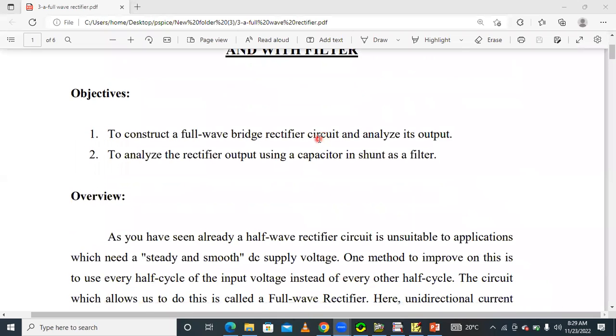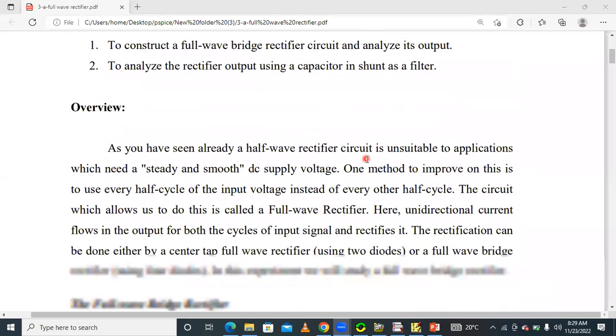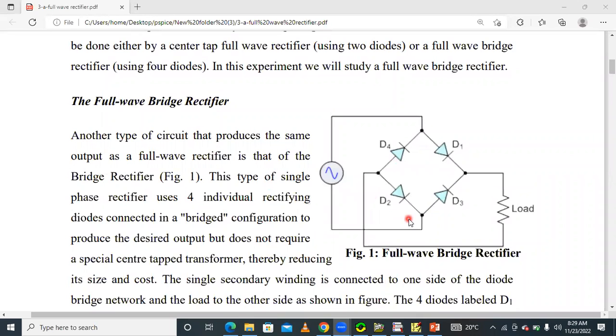In this, we have to construct the full wave bridge rectifier circuit and analyze its outputs, and also the rectifier output using a capacitor in shunt as a filter. Shunt filter, capacitor used as a filter. This is called a single phase full wave bridge rectifier without filter, with resistive load R load.